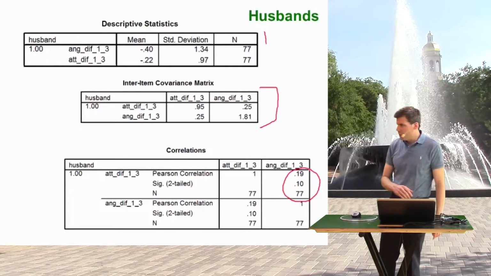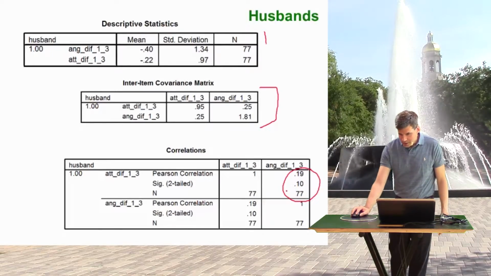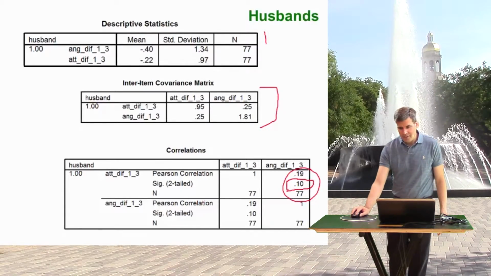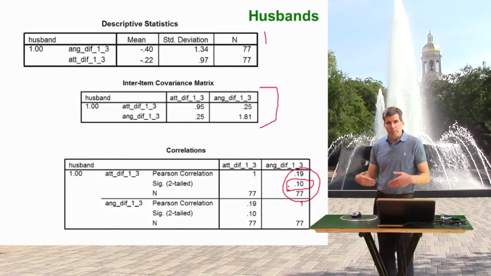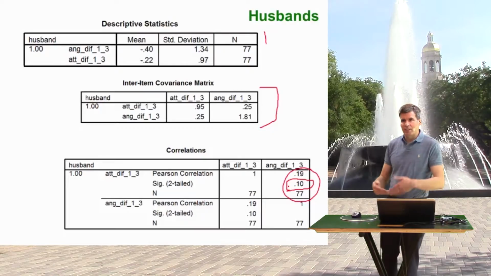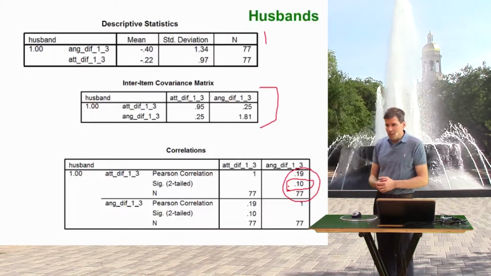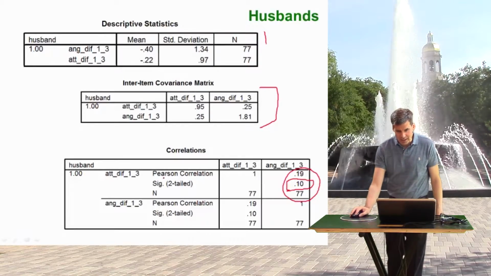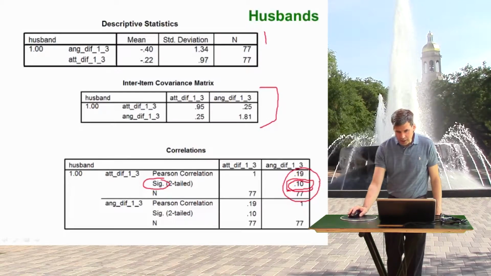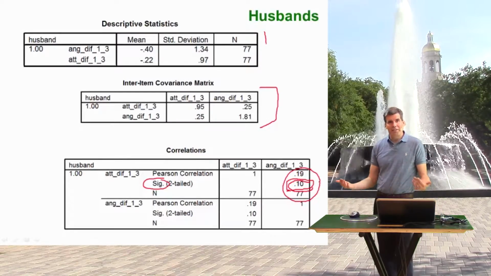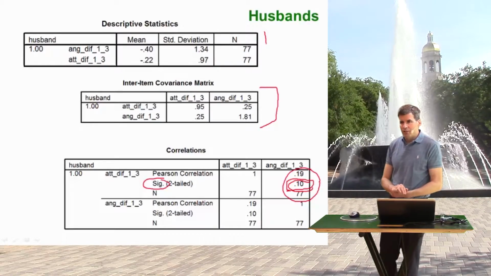Our correlation is 0.19. So a small correlation, our p-value is 0.10, so this is not significant. That p-value is not less than 0.05. So if a p-value is less than 0.05, we say it's significant and reject the null hypothesis. If your p-value is not less than 0.05, and everywhere SPSS says SIG, that stands for your p-value. So for husbands, we actually have a non-significant relationship between attribution change and anger change.